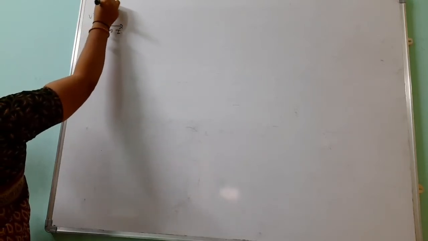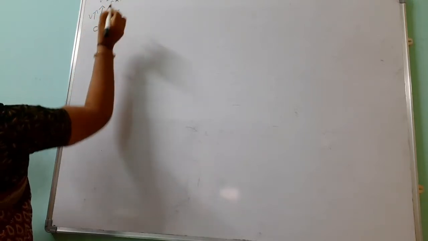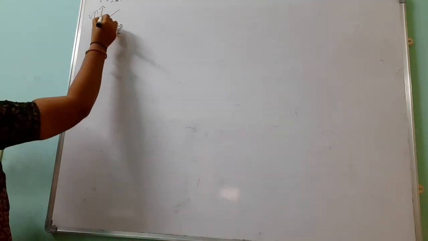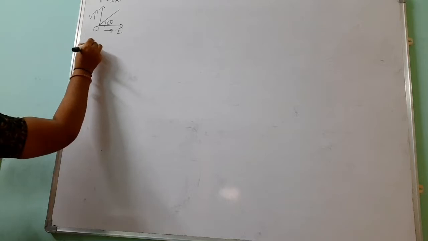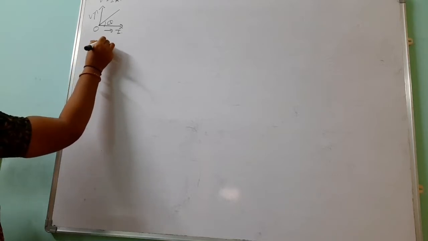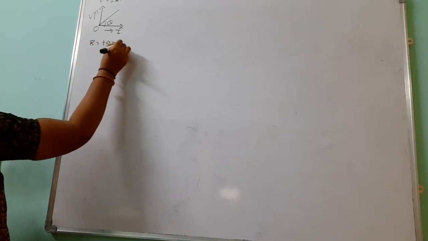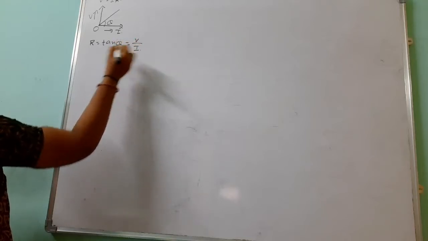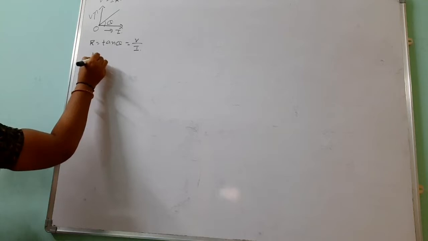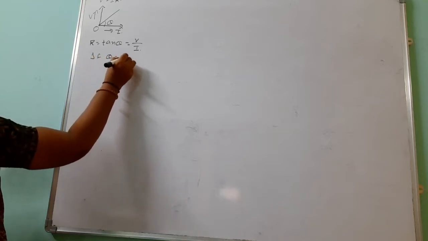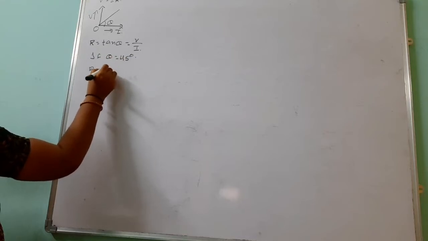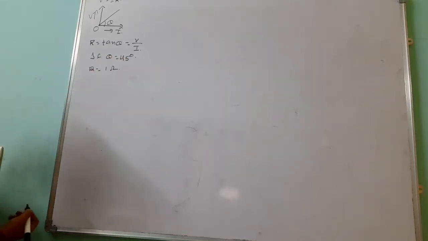From Ohm's law, you know that V equals IR, then R equals V by I. Suppose the angle is theta. From the graph also we can calculate the resistance. R equals tan theta, nothing but opposite by adjacent, V by I. Suppose theta equals 45 degrees, here how much is the resistance? Tan 45 is 1 volt. Like that we should calculate.